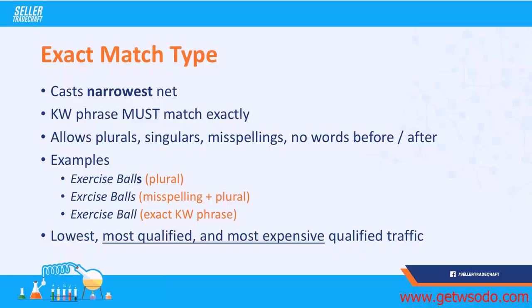If you're starting at exact, it goes from most expensive traffic but most qualified, all the way to broad, which is least qualified but also cheapest and the most traffic. So that's how paid advertising in general works. In this instance, this is how it applies to Amazon sponsored ads.